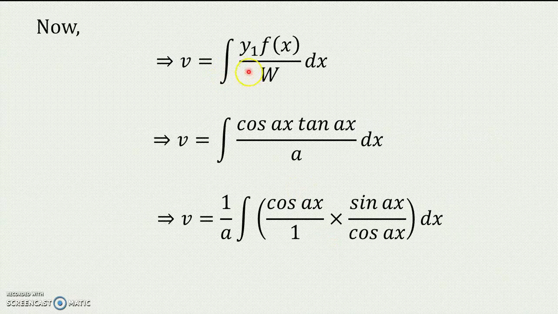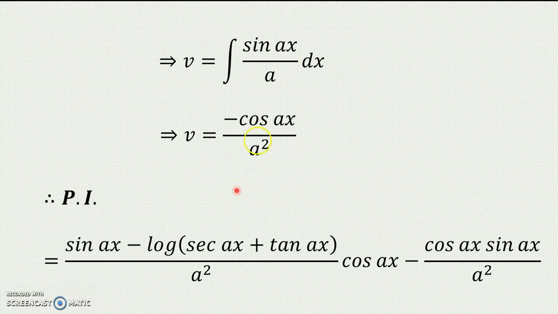So now v is equal to the integration with respect to x of y1 f of x divided by the Wronskian, dx. We put the values of y1 and f of x here. Again tan can be written as sine upon cos, and here cos gets cancelled out. We take a outside the integration because it is a constant, and the only term remaining is sine of x upon a. The integration of sine ax is minus cos ax upon a, so a into a becomes a square. So easily we get the value of v.